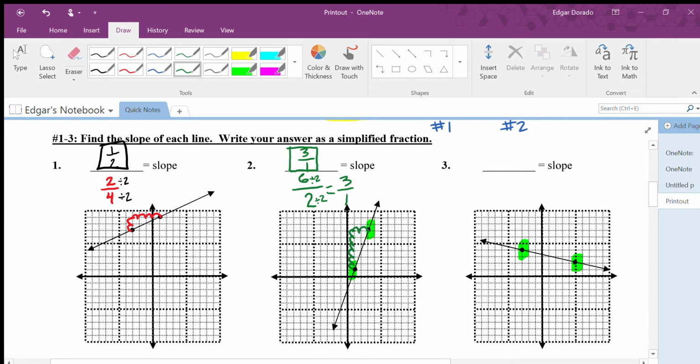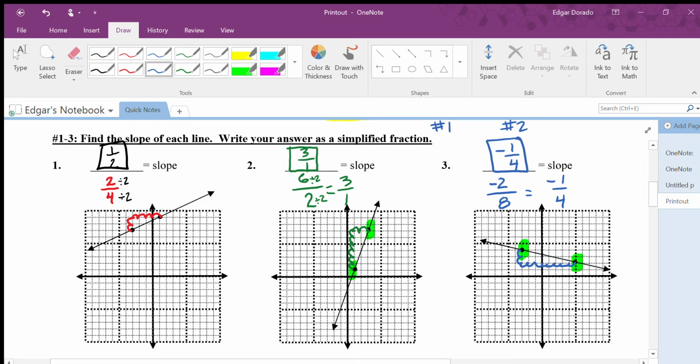All right, guys, if you had a chance to look at that one, you should have gone from the point on the left to the point on the right. You should have gone down 2, which means a negative 2. And then to the right, 1, 2, 3, 4, 5, 6, 7, 8, positive 8. That also reduces because they're both divisible by 2, so it reduces to negative 1/4.